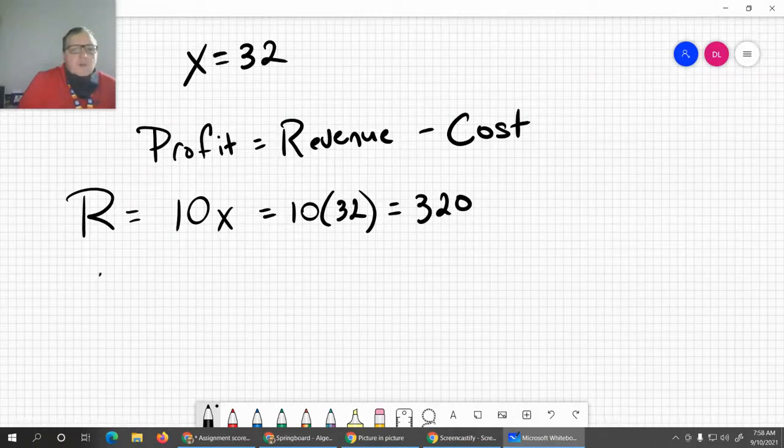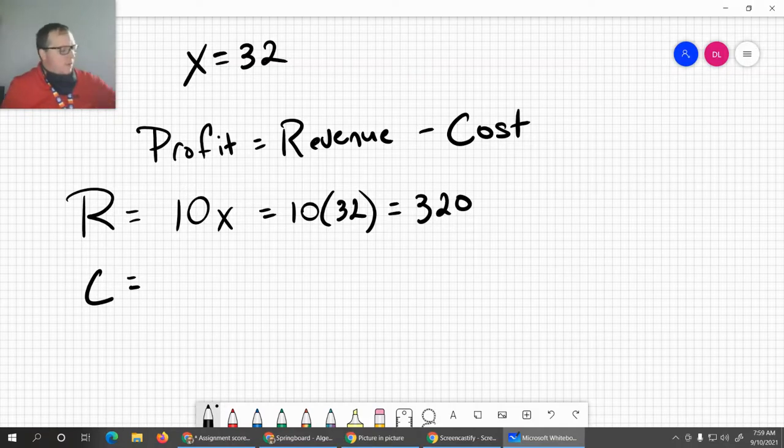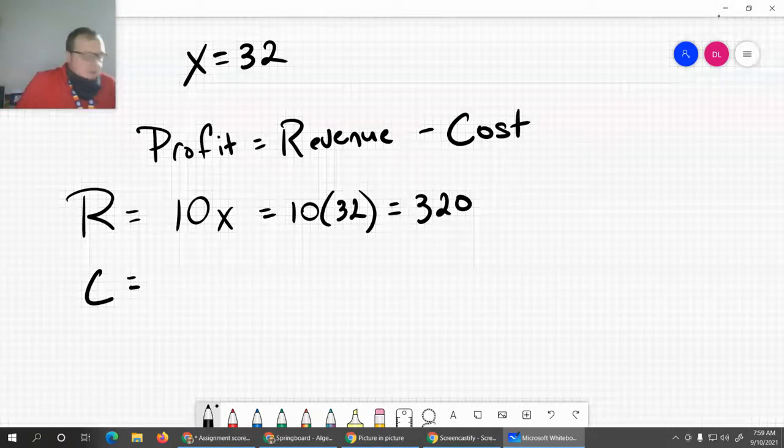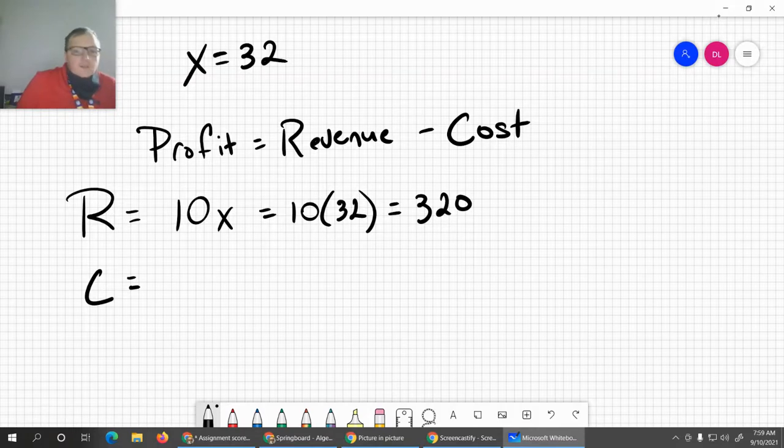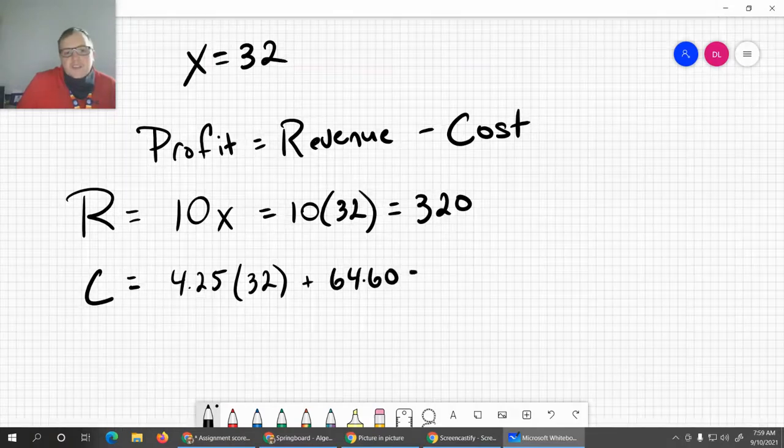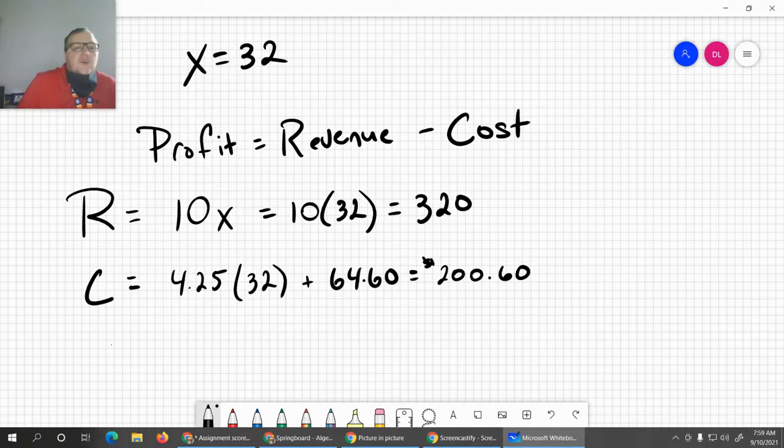Okay. Well, what's the cost? We already did that one. We figured out the cost in number 4. So we're just going to transpose that. We said that 4.25 times 32, all right, plus 60.60 equals 196.60.